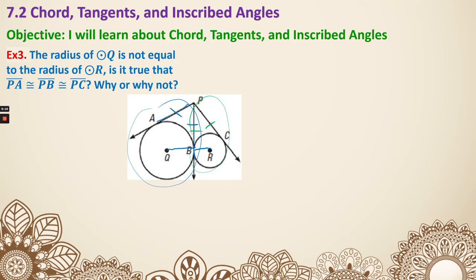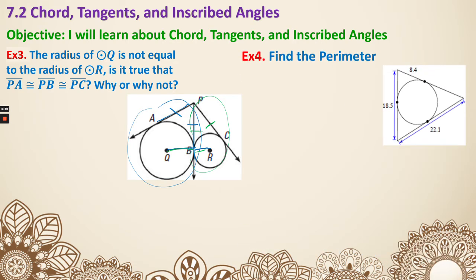So which is why the whole thing is congruent. Which means even though we have different radii for circles, it doesn't affect tangent lines that are sent from a common point. They can still all be congruent, all the tangent segments. Next, example 4. This one we're going to find the perimeter.